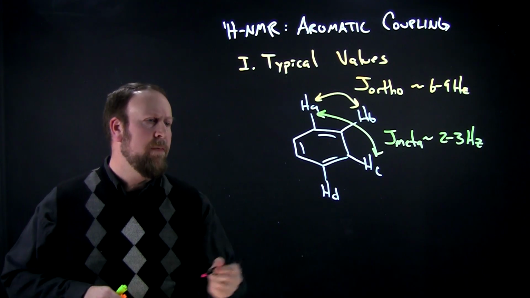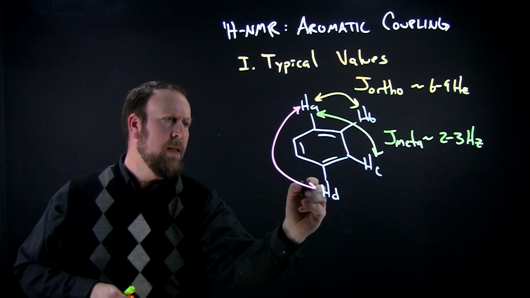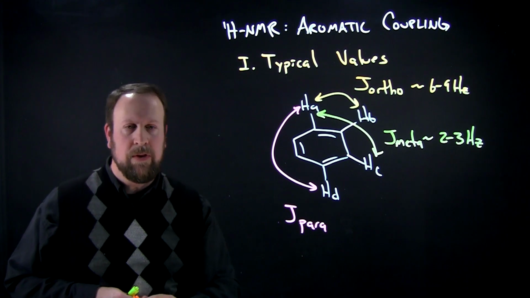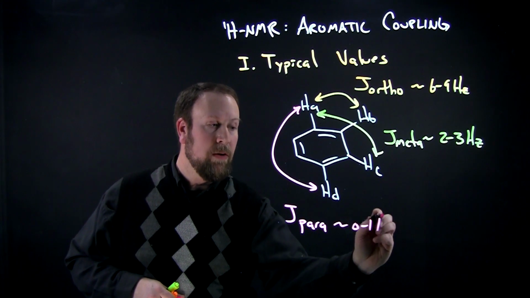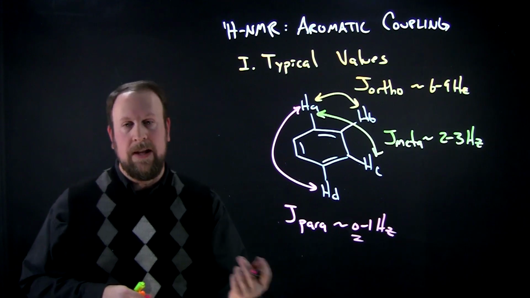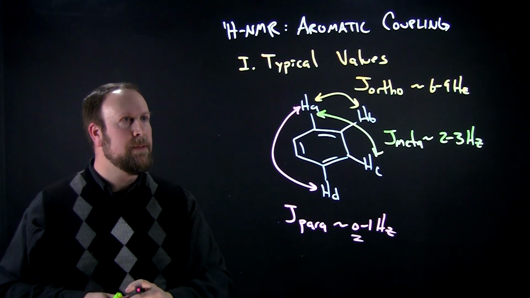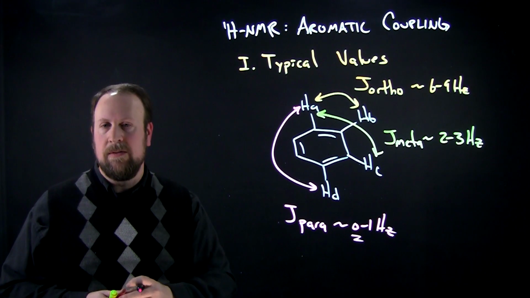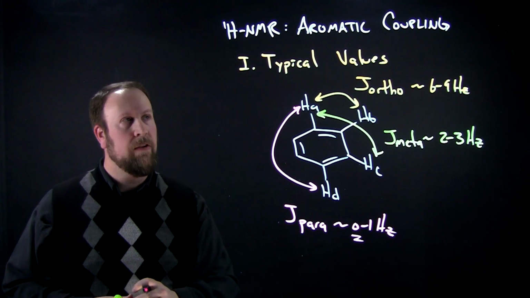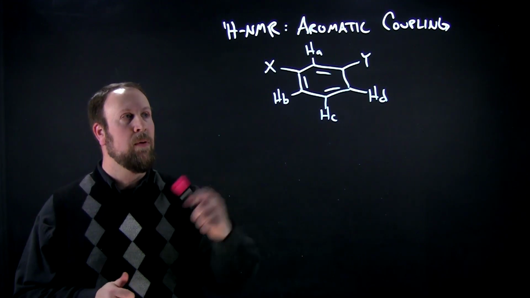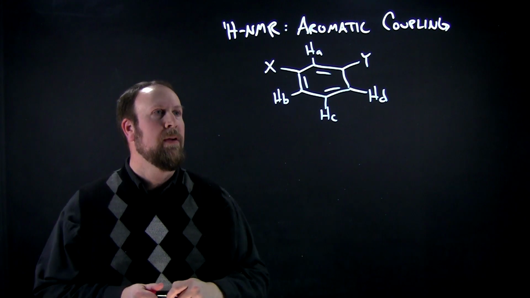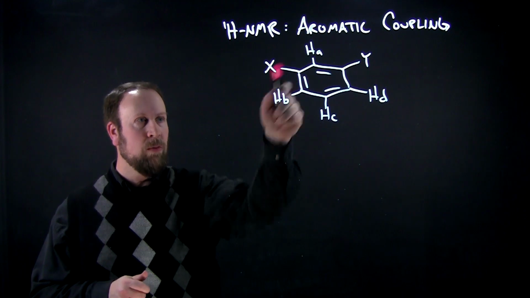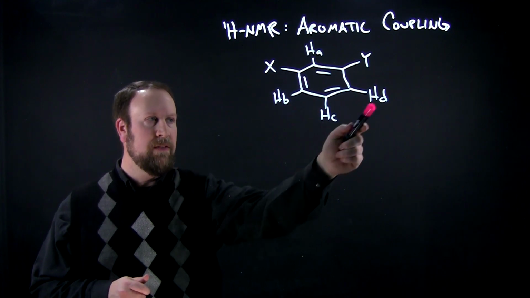And the last relationship we have here from HA to HD, this is a para relationship. So we have a J para coupling constant associated with that. And this is typically 0 to 1 hertz. In many cases, we won't even see that para coupling in the examples that we're going to look at. So let's walk through an example where we have a meta substitution. We'll apply some of these different things and see what the peaks are going to look like. All right, so here's our example. We have an X group and a Y group, and they have a meta relationship to each other. We're going to see what happens to the peaks that we're going to see for HA, HB, C, and D.